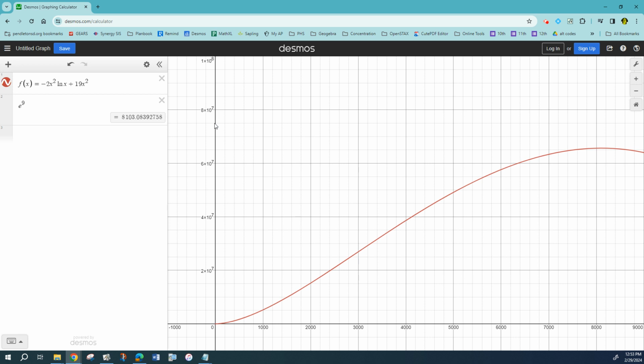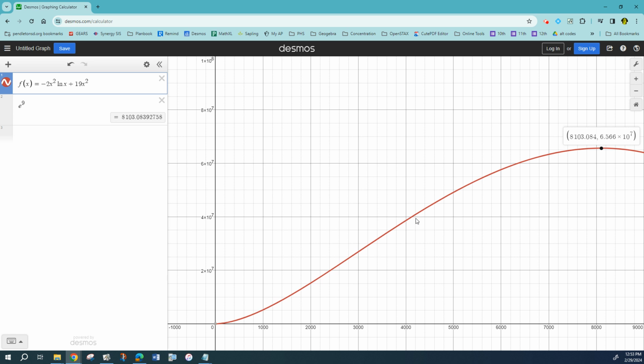Whoa. You know, this thing is pushing 6 point something times 10 to the 7th, right? 10 to the 7th is 10 million. So we're looking at 65 million-ish as the height of this thing. That's the value of the function at the maximum. There it is right there. And look how big the x value is. That's e to the 9th.